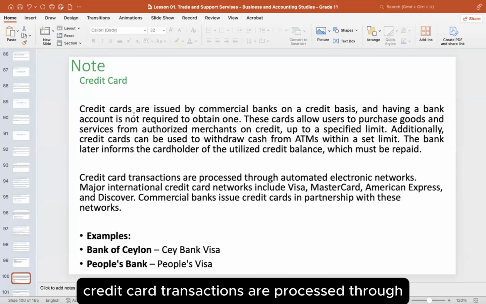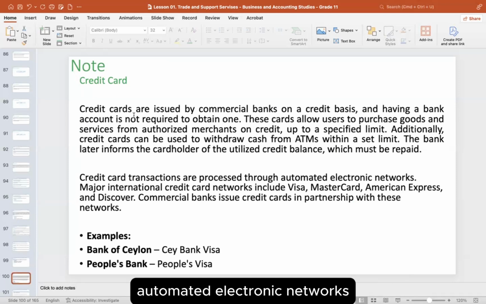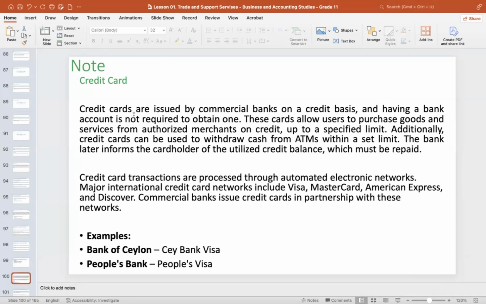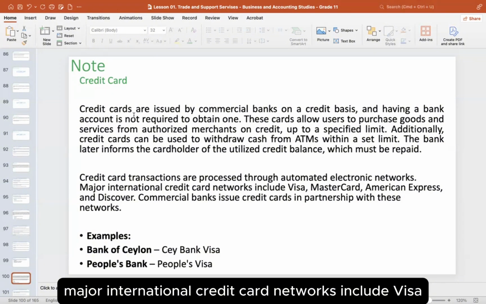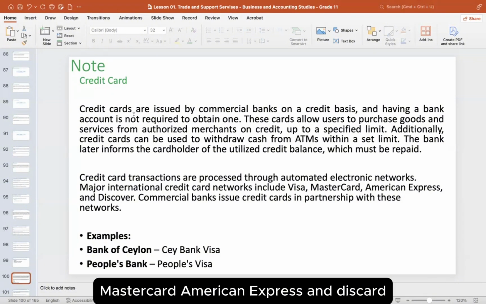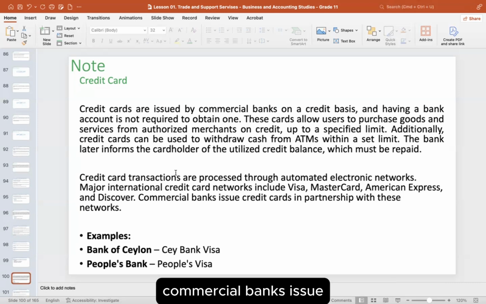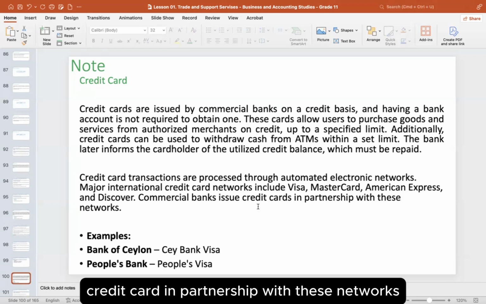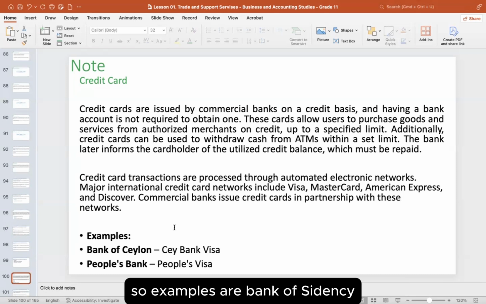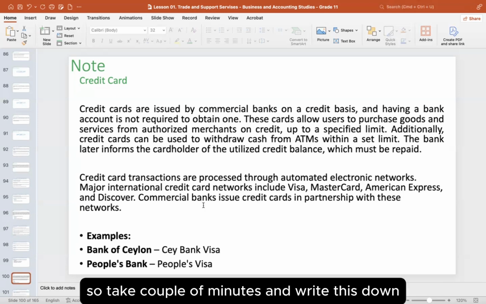Credit card transactions are processed through automated electronic networks. Major international credit card networks include Visa, MasterCard, American Express, and Discover. Commercial banks issue credit cards in partnership with these networks. So examples are Bank of Ceylon C Bank Visa Card, People's Bank, People's Visa Card. So take a couple of minutes and write this down.